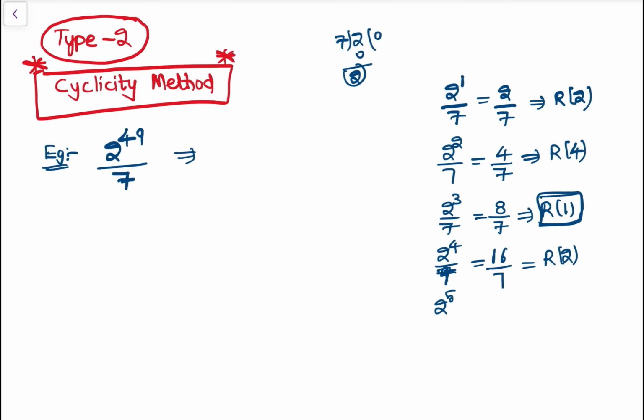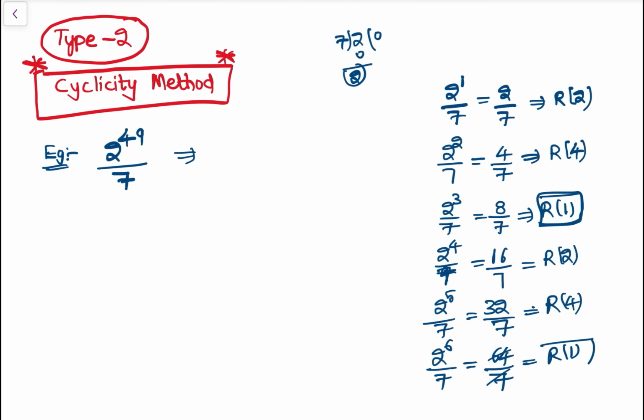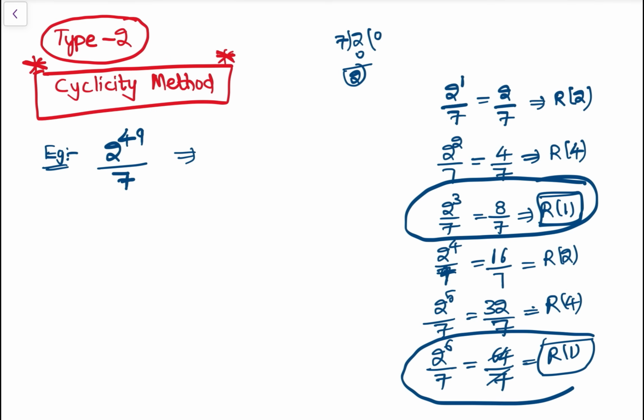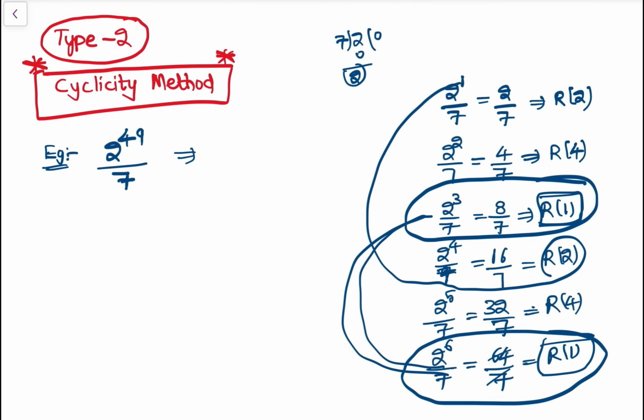Then 2 to the power 5 upon 7, that is 32 upon 7. So 7 4s are 28. ये आ गया remainder 4. Then 2 to the power 6 upon 7. So this is 64 upon 7. So 7 9s are 63. So remainder 1 आएगा. अब देखो, 2 to the power 3 में remainder 1 आया. 2 to the power 6 में remainder 1 आया. That means after every 3 we are seeing remainder 1, और remainder 2 हर cyclicity में repeat हो रहा है. Remainder 4 हर cyclicity में repeat हो रहा है.